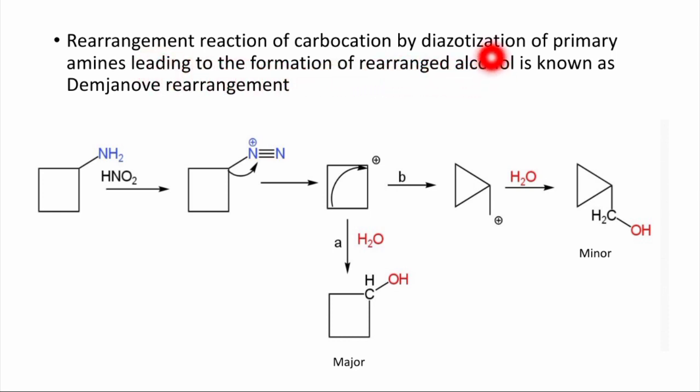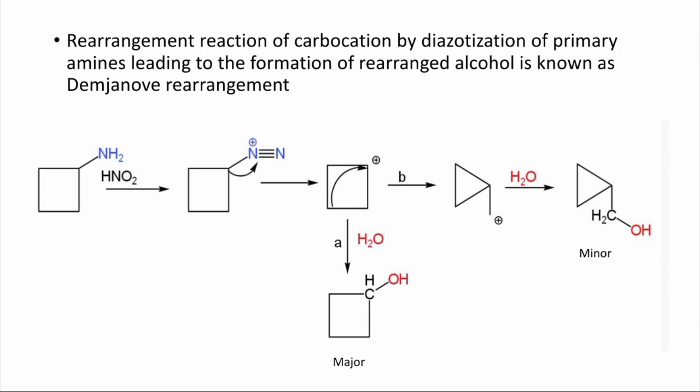So the first step of this rearrangement is diazotization of primary amines. Okay, so here you can see we have diazotized this primary amine by using HNO2. Instead of HNO2 sometimes we use NaNO2, which converts our primary amine into N2, nitrogen. Okay, what will happen next? Leading to the formation of rearranged alcohol. It means our final product of this rearrangement reaction is alcohol.